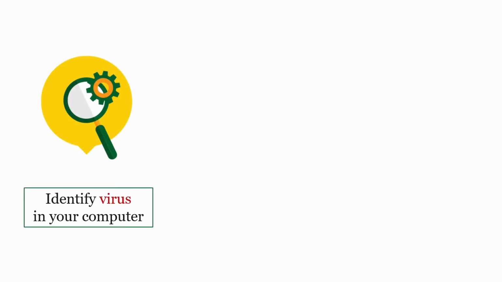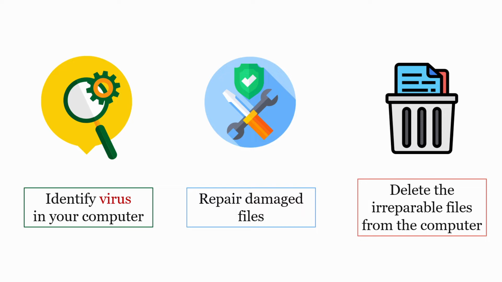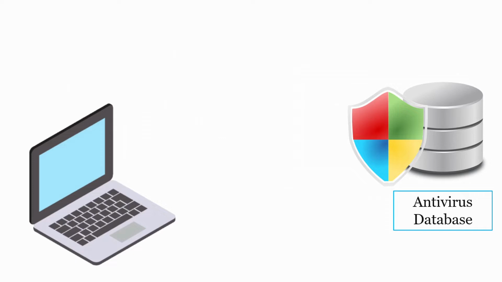The main task of any antivirus is to identify viruses in your computer, repair damaged file, delete irreparable damaged file from your computer. Now the next question that comes to your mind must be, how does an antivirus detect and eliminate viruses from your computer? Antivirus has its own database which includes signature of all the known viruses till now.